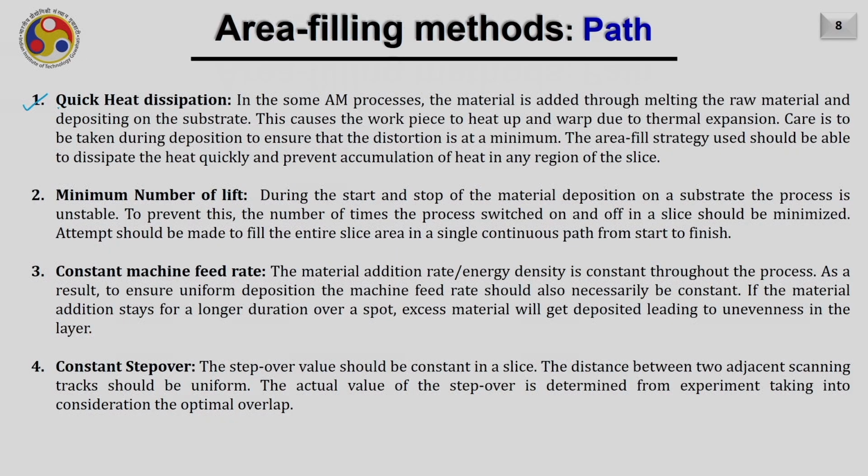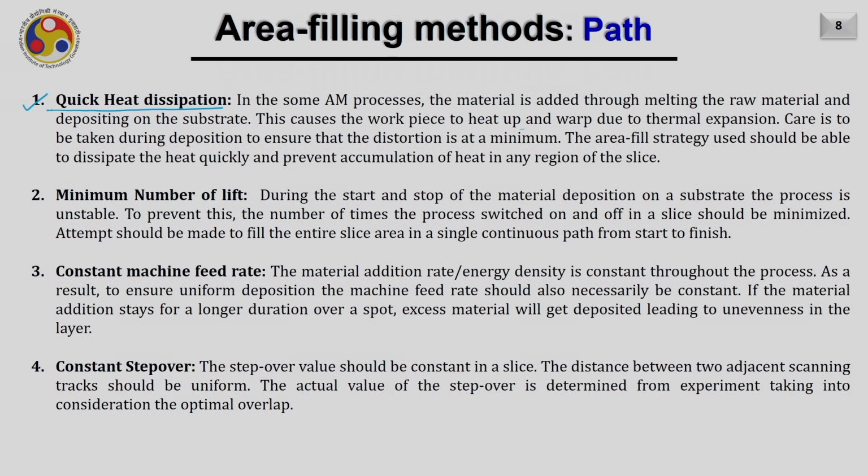So, the first one is the toolpath should be such that it can quickly dissipate the heat from the slice. In some additive manufacturing processes, the material is added by melting the raw material and depositing it on the substrate. This causes the workpiece to heat up and warp due to thermal expansion. Therefore, care is to be taken during depositing to ensure that the distortion is at a minimum. Therefore, the area filling strategy used should be able to dissipate heat quickly and prevent accumulation of heat in any region of the slice.